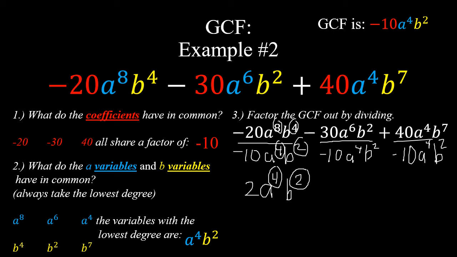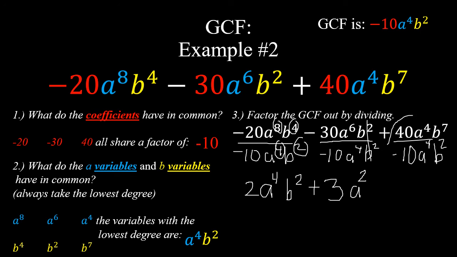So now I go to my next term. My next term is negative 30 A to the 6th B squared divided by negative 10 A to the 4th B squared. So negative 30 divided by negative 10, that's going to give me a positive 3. Right? All my negatives are canceling. 30 divided by 10 is 3. A to the 6th divided by A to the 4th, that leaves me with A squared. B squared divided by B squared, well, that's just going to cancel. So I'm going to have no B term there.